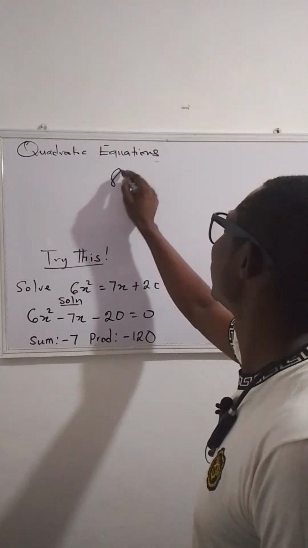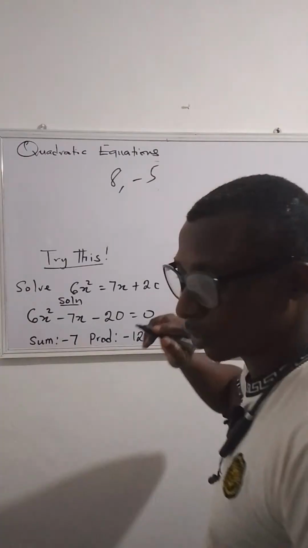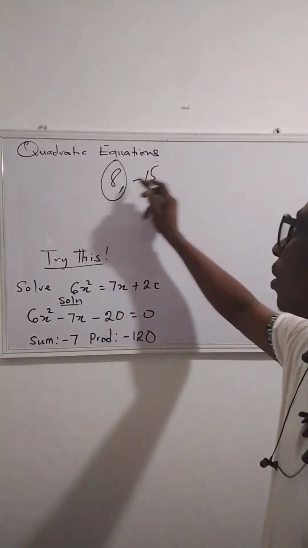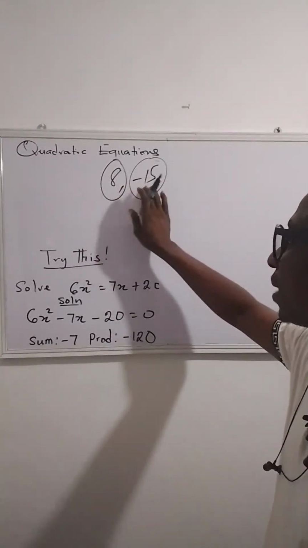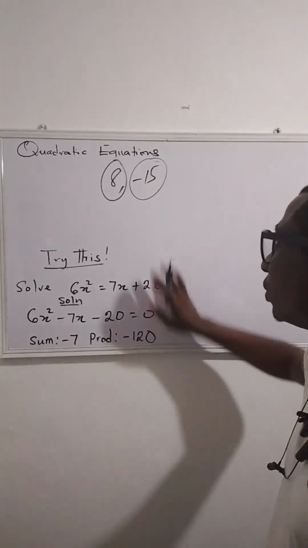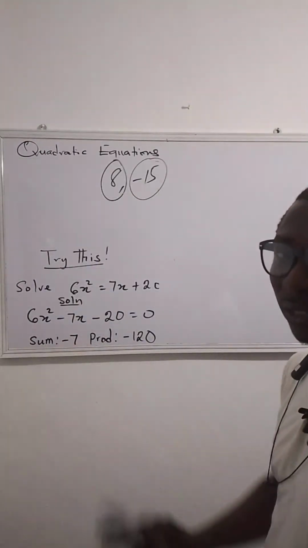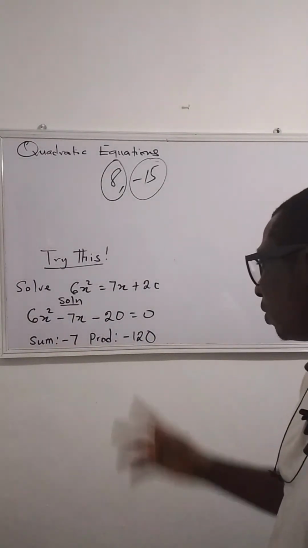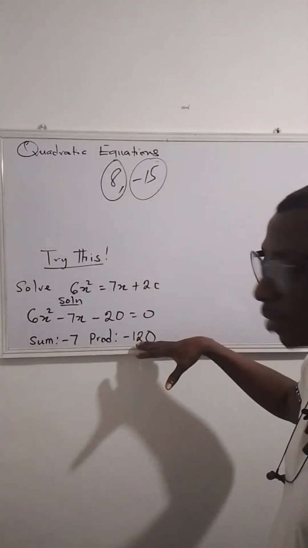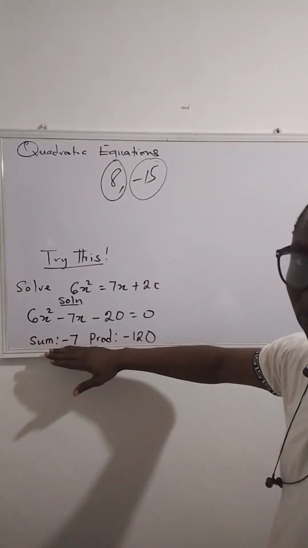8 and minus 15. I think somebody also gave us another one. But let's look at this. I think this one is common. So when you multiply this and this together, you have minus 120. So now let's add this and this together. You'll be having minus 7. So it's very easy. Any numbers you are picking, you can verify. Just multiply together and see if you have the product, and you also add to confirm you have the sum.